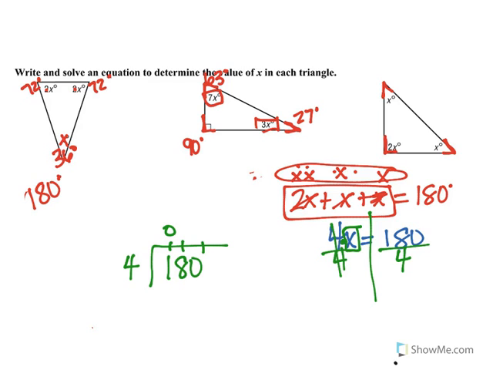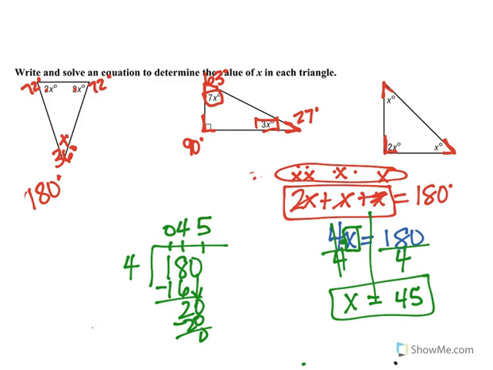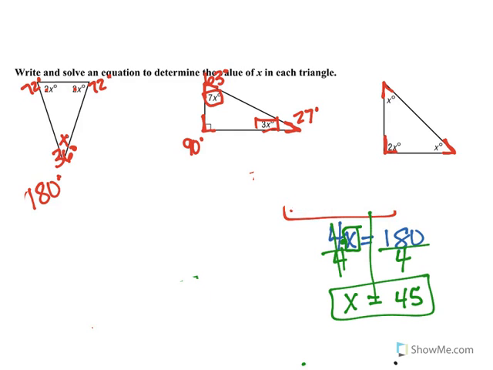4 can go into 1, 0. 4 can go into 18, 4 times. That's 16. And 4 can go into 20, 5 times. All right, guys, so this says that x equals 45 degrees. Again, pay attention. One of those x's equals 45 degrees.